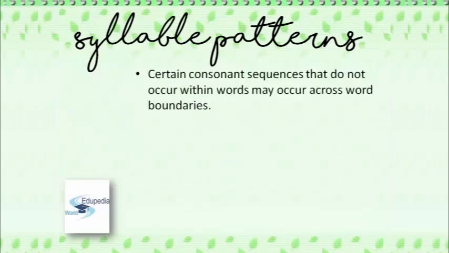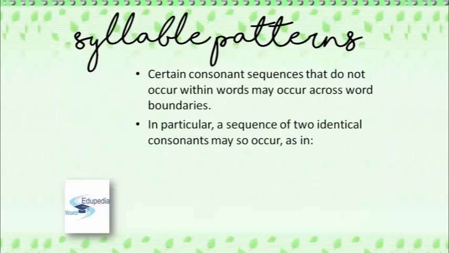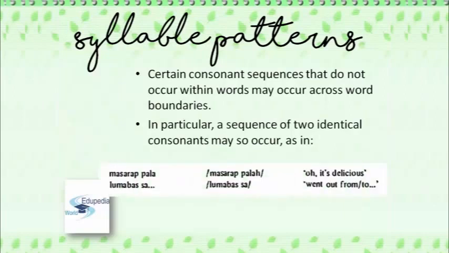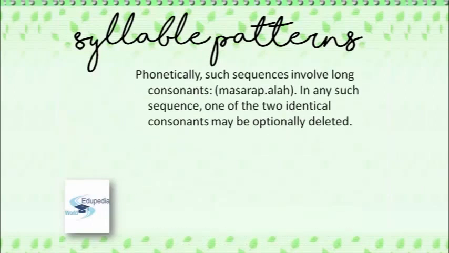Certain consonant sequences that do not occur within words may occur across word boundaries, and in particular, a sequence of two identical consonants may occur, as in masarap pala, oh, it's delicious, lumabas sa, went out from, or went out to. Phonetically, such sequences involve long consonants. In any such sequences, one of the two identical consonants may be optionally deleted. Thus also masarap pala, lumabas ka.